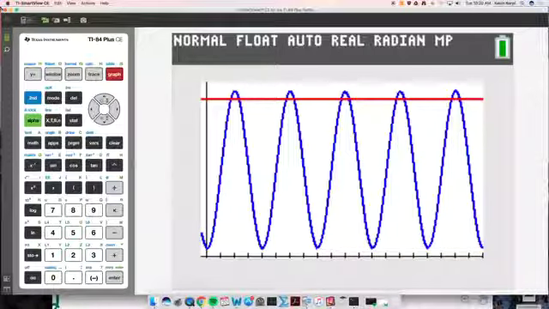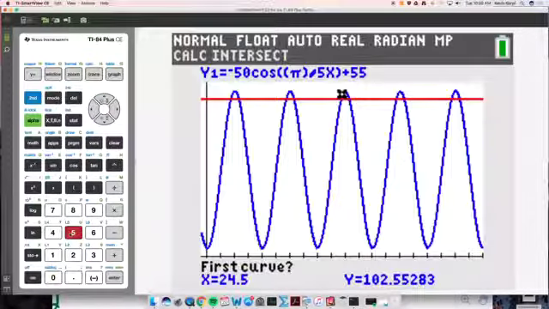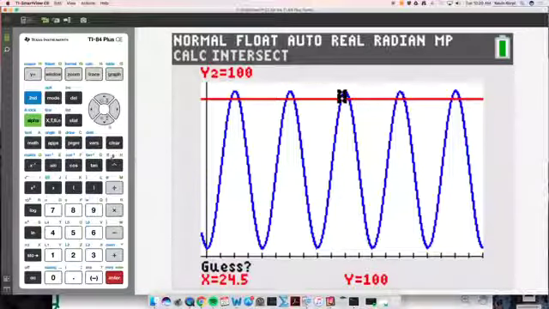Let's go ahead and find the points of intersection between these two consecutive t-values. It doesn't have to be the first two. It could be the second set of two, the third set of two, whatever. The numbers are just smaller for the first set, so those are the ones I'll find. Second trace, number 5, enter for your guess, and now scroll over, and I'm just going to scroll over to the first one. Looks good, and I'll hit enter.